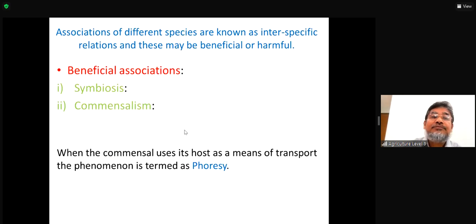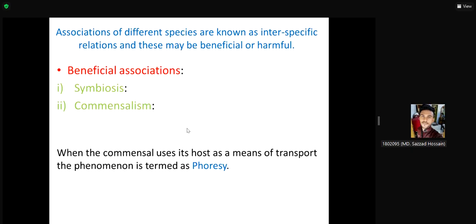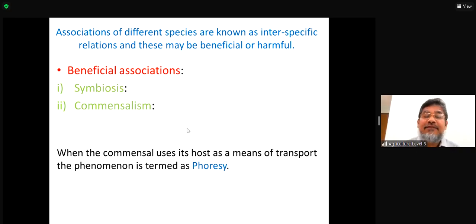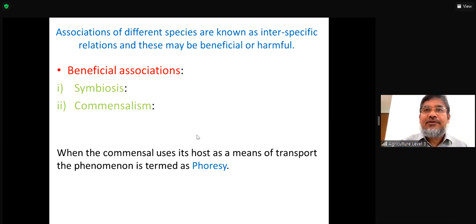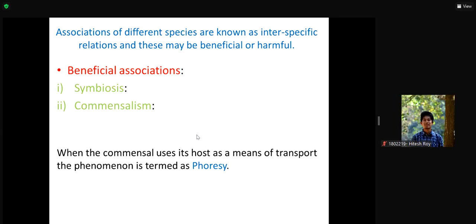Sir, the oligophagous insect name, cabbage butterfly? Yes, thank you, sir. Cabbage butterfly can survive on many plants, but the plants belong to the same botanical family.